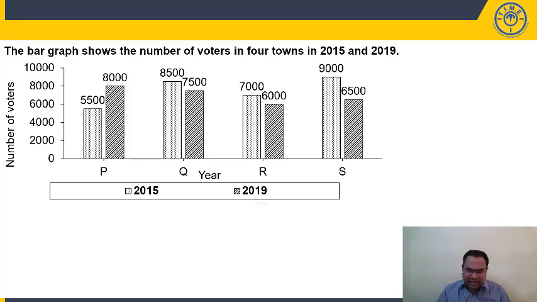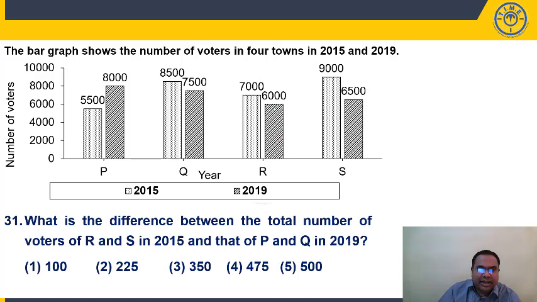So these are the last 5 questions in the paper, students. The bar graph shows the number of voters in 4 towns, P, Q, R, S, in 2015 and 2019. Two bars are given for each town: the first bar represents the year 2015, and the second bar represents the year 2019. Okay, let us take up question number 31.